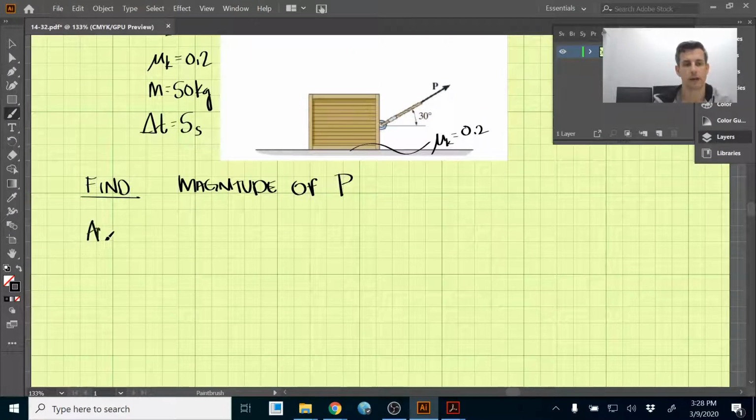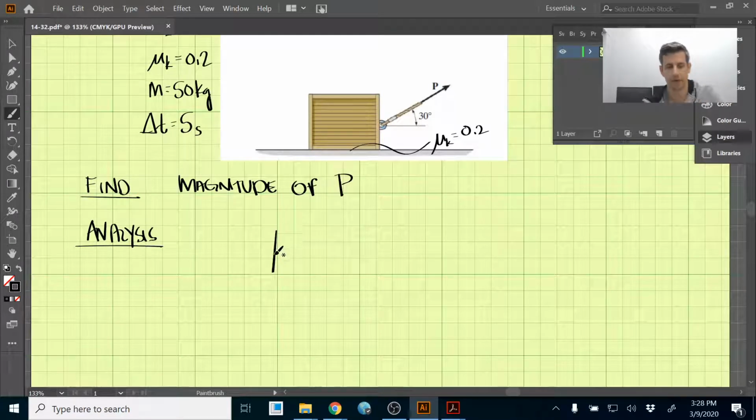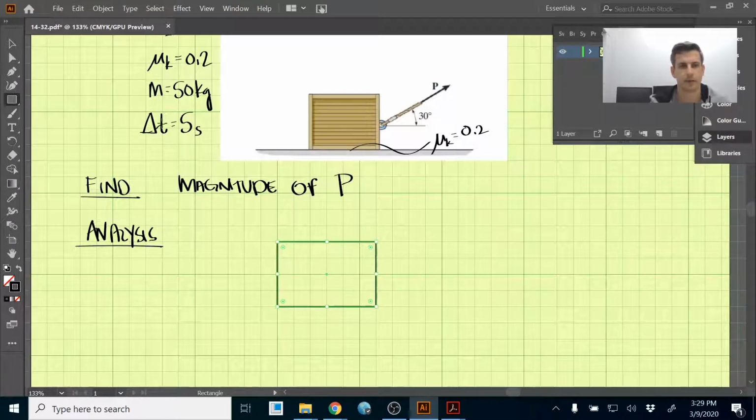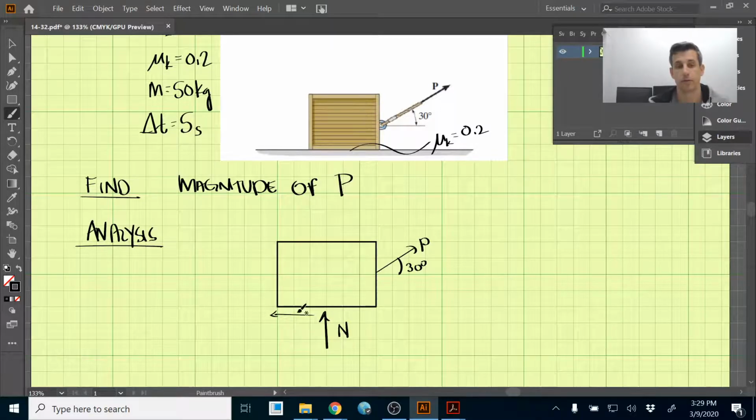All right, so let's start the analysis. We're going to use impulse momentum equations here. So let's draw a free body diagram of the crate right off the bat. So we have the crate, and then we have P, which is 30 degrees up here. We're going to have a normal force, and then we're going to have friction force on the bottom, which is 0.2 times the normal force, and we have the weight as well downward.